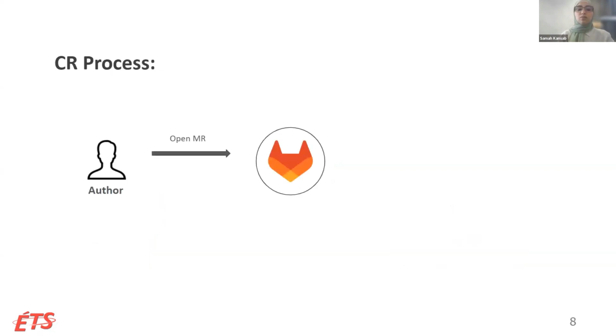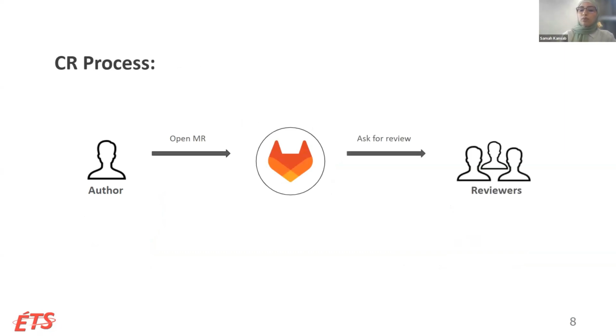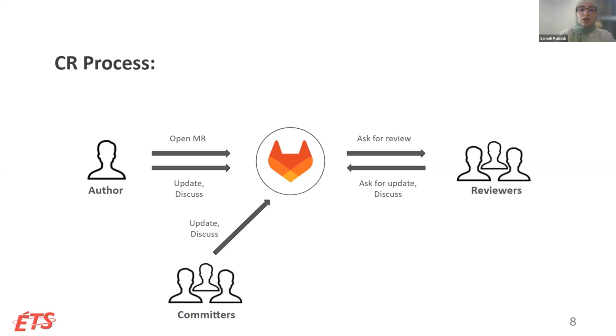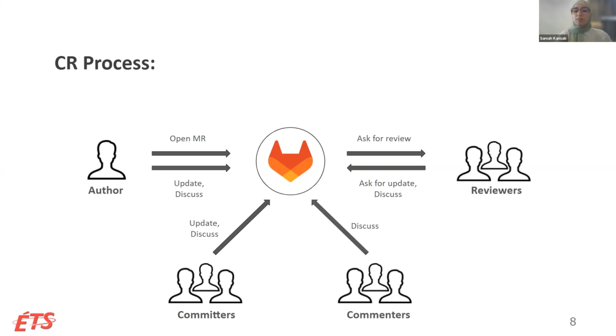The process starts when we open a merge request. So we go to GitLab, then you open a merge request. Then you ask for review, so the reviewers will receive the review. Then they will ask you for updates, for discussions, for answering questions. And you may have committers. Who are committers? They are the team members who are working on the same feature with you. You can update the code, discuss with the reviewers, or see any further details. There are commenters, as I said earlier, who are external people that want to collaborate on your changes.